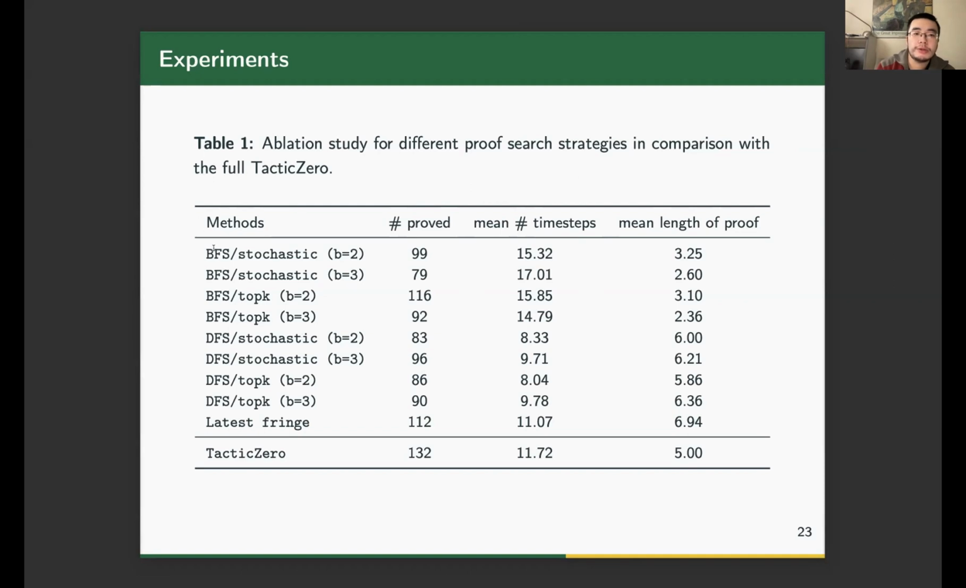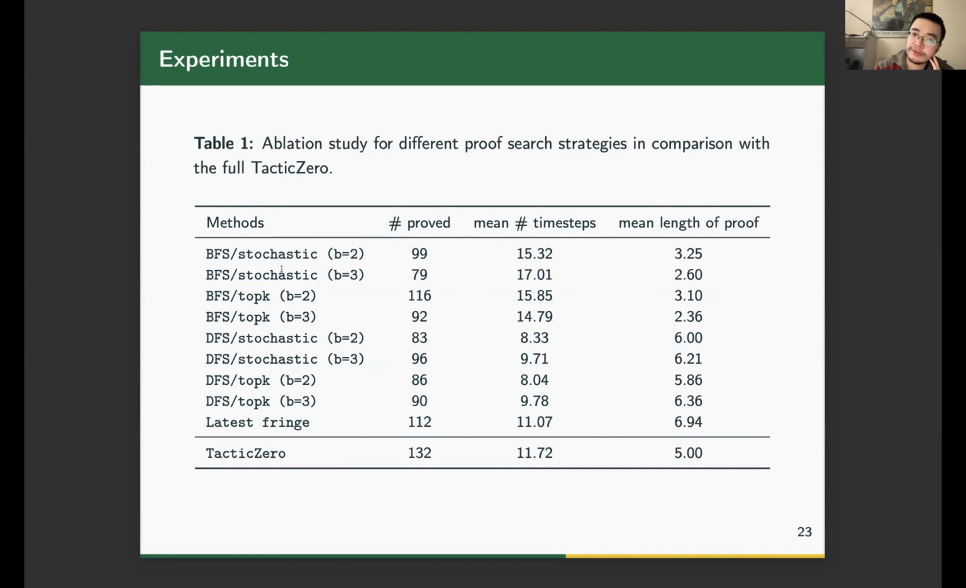And how does it compare to the breadth first search and depth first search? The result is that it sits in between. So it outperforms both, but in terms of the time steps and the length of proofs found by these different proof search strategies, it sits in between. So breadth first search tends to find shorter proofs, given a fixed amount of budget. If you only allow the proof search to perform, say, 50 steps, then breadth first search tends to find shorter proofs, and depth first search tends to find longer proofs.